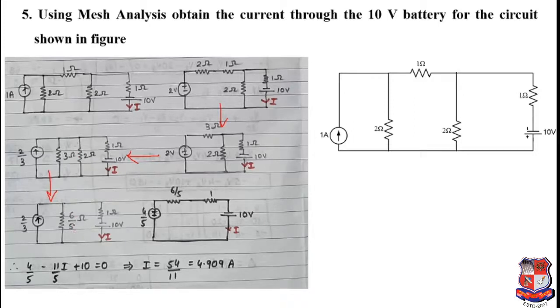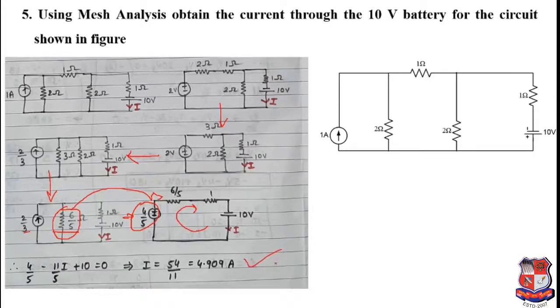Now what will happen? If a current source is in parallel with a resistance, then it will be replaced by a voltage source in series. This voltage will be obtained from the product of this current source and this resistance. So it will be 2 by 3 multiplied by 6 by 5, that will give you 4 by 5. And this equivalent resistance which was in parallel will come in series. So now 4 by 5, 6 by 5, 1 and 10. This circuit is very simple. You just need to make one loop and you get the answer.